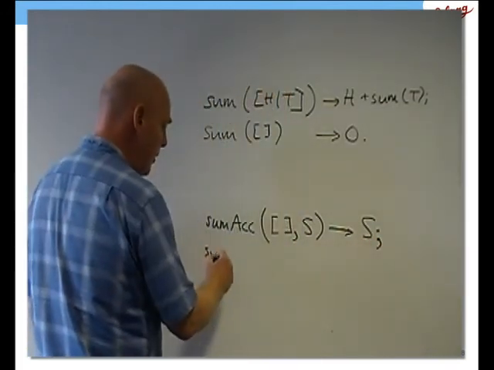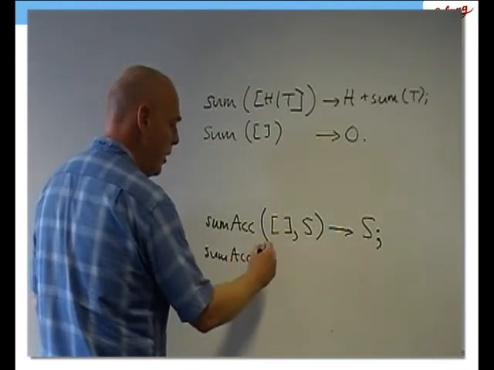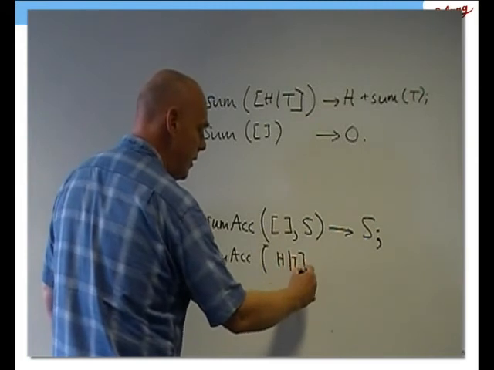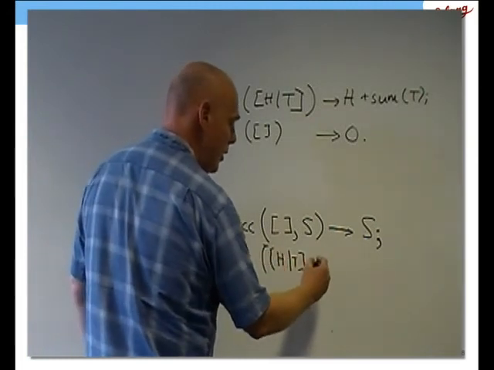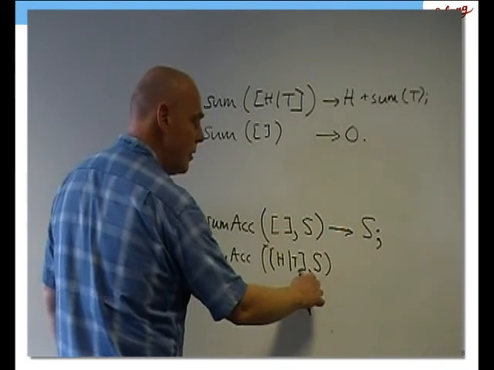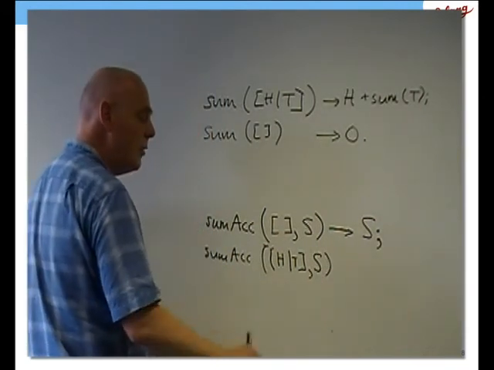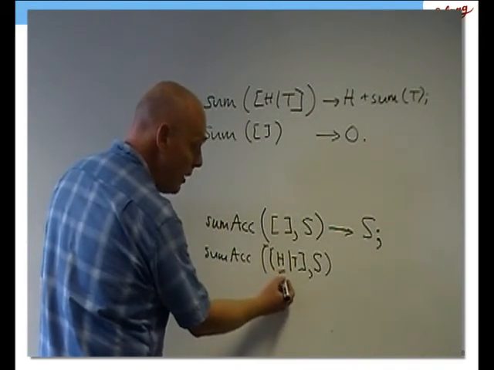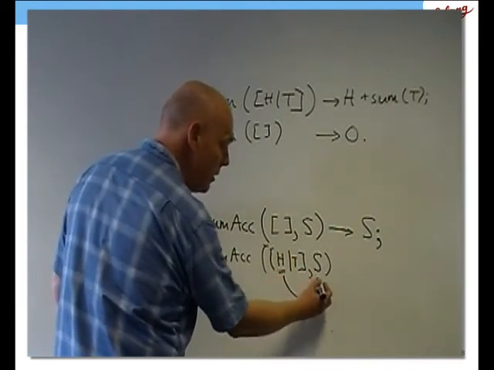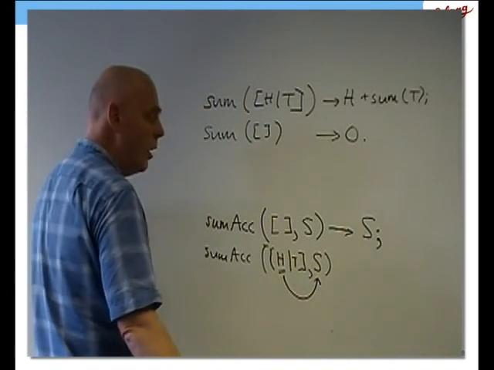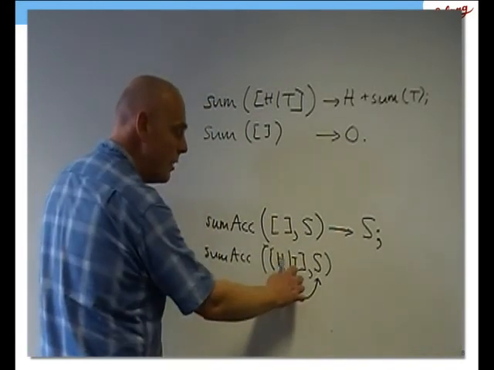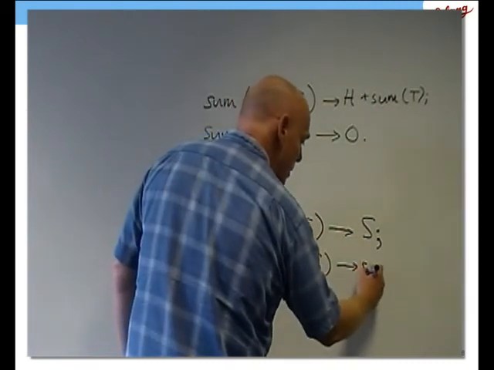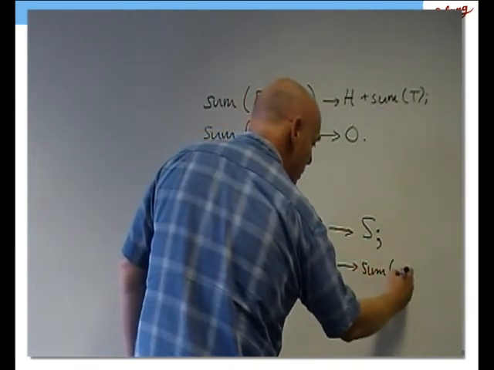But suppose what we're doing instead is we've got the list which has a head H and a tail T, and we've got the sum so far is S. What's the result going to be for this? Well, what we want to do is take off H and add it to S, and then restart with the tail there.